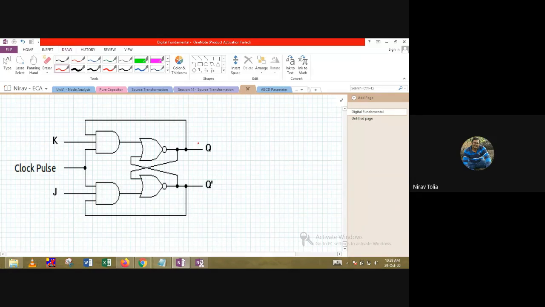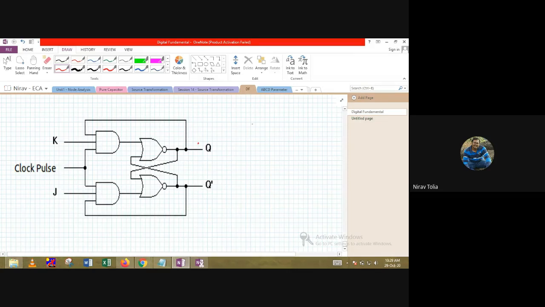Okay, so this is actually a JK flip flop. The flip flop name is JK flip flop. Again, it has different states. But what is the main application of the JK flip flop?